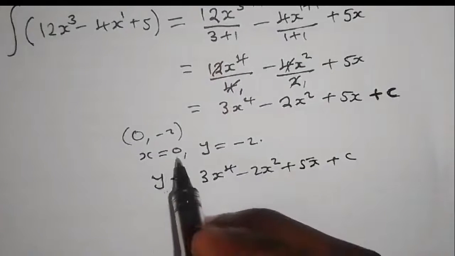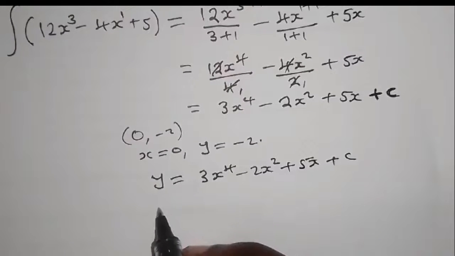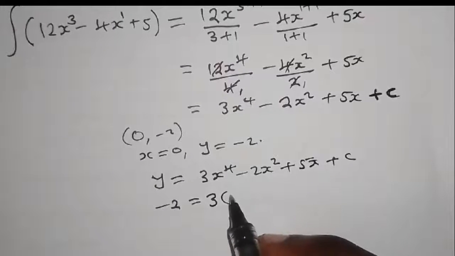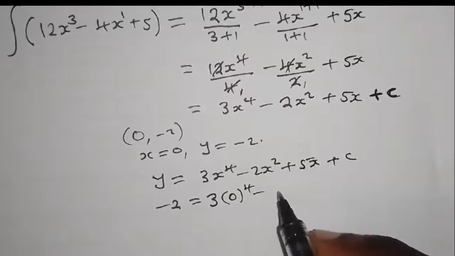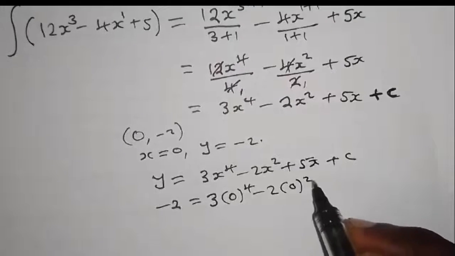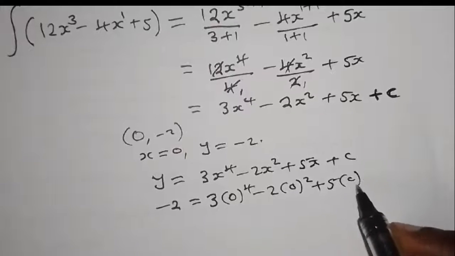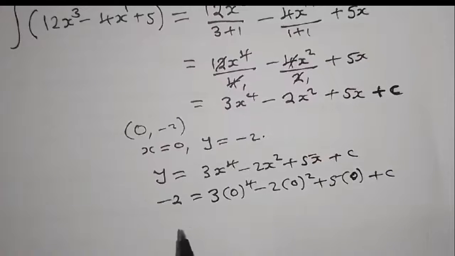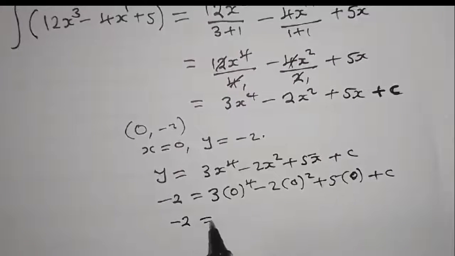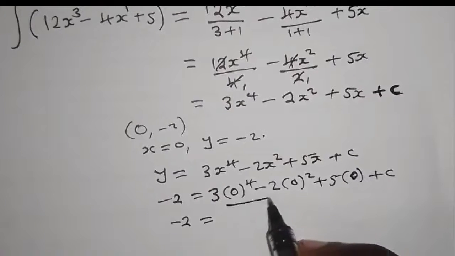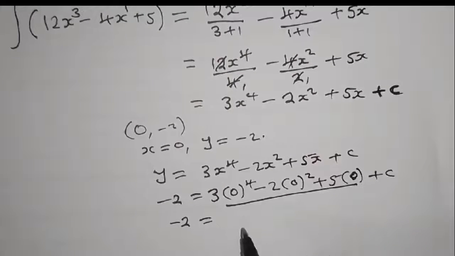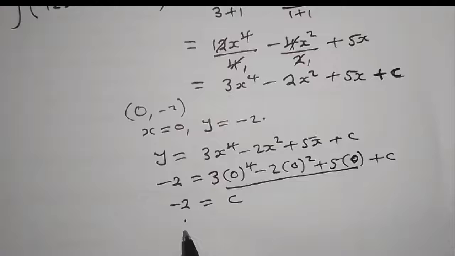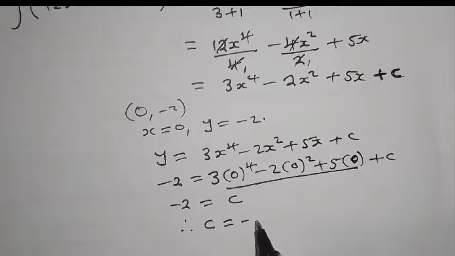Now you just have to substitute. Where there is y, I'm going to put -2 equals 3, and then where there is x, I'm going to put 0 to the power 4, then 0 to the power 2, plus 5 times 0, plus c. Then this is -2. Now everything here is just going to evaluate to 0, and I'm just going to remain with c. So from there I can conclude that c is -2.